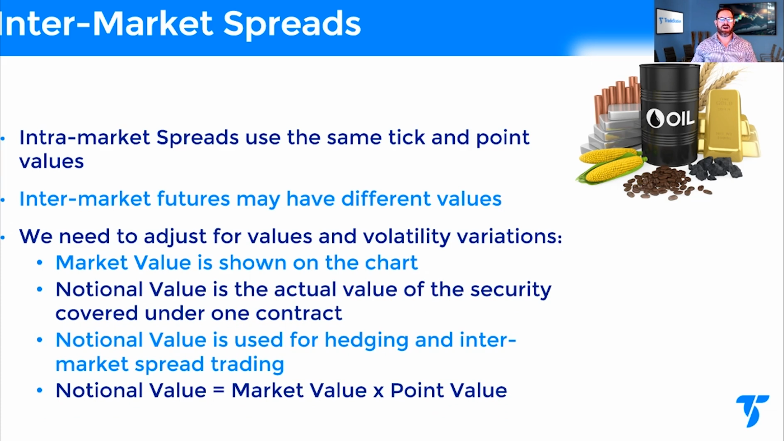And notional value under one contract, let's say you trade one corn contract. One contract of corn is 5,000 bushels. So you need to know what 5,000 bushels is worth. Remember, when we were looking at that one quote, it was $4.10 per bushel. Well, one contract is 5,000 of those. So you have to multiply whatever the market value is by the point value, and that gives you notional value.